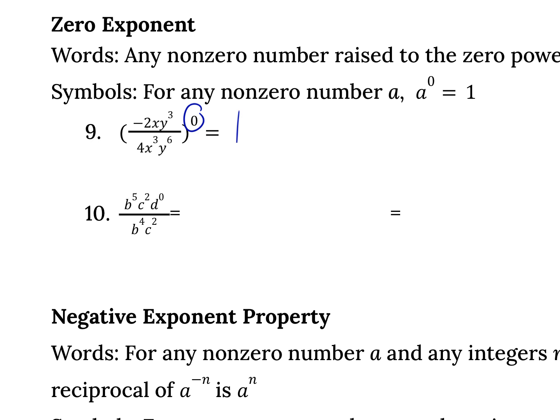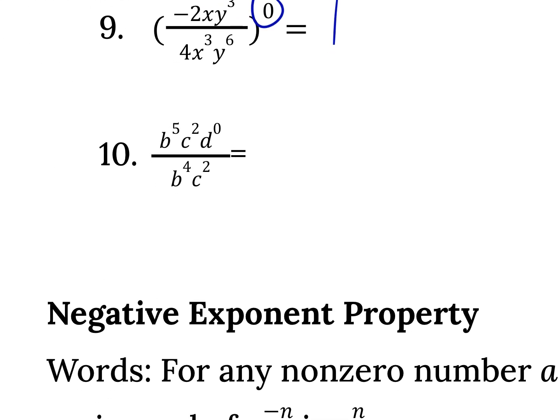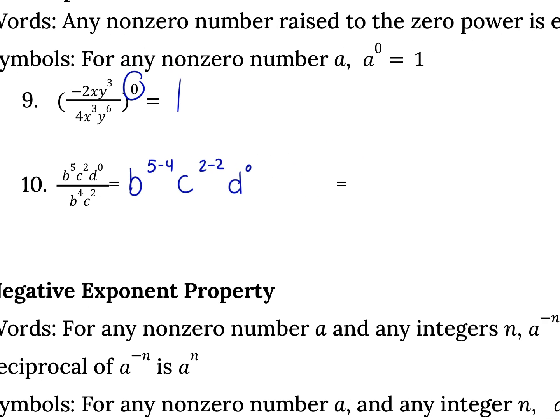Okay? So, something that we know. So, when we get into something like number 10, we need to follow our quotient property, which we just did on the front. So, quotient property, what do I do with my exponents? Subtract them. Okay? So, for my b's, I have 5 minus 4. My c's are 2 minus 2. And then I just have this d to the 0. I have nothing to subtract with it. So, for my b's, I have 5 minus 4, so that's 1. Feel free to put it or not. It's up to you. My c's are going to go to c to the 0.